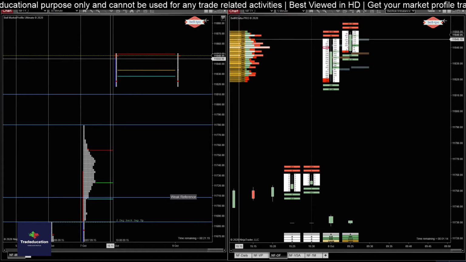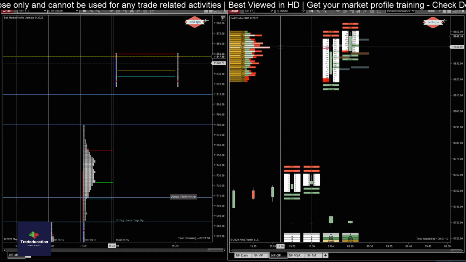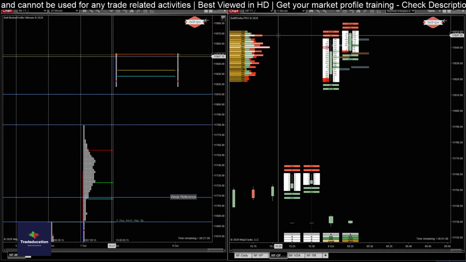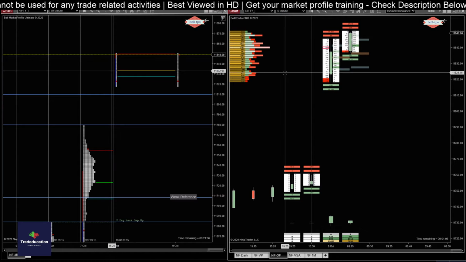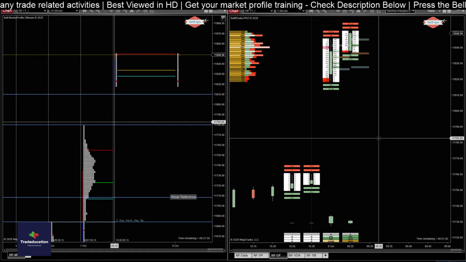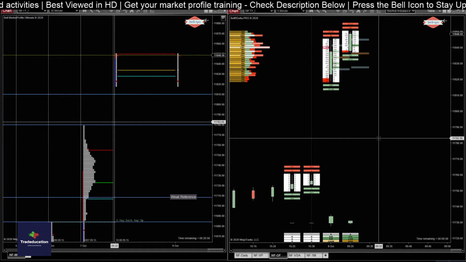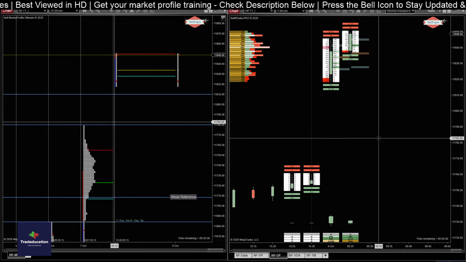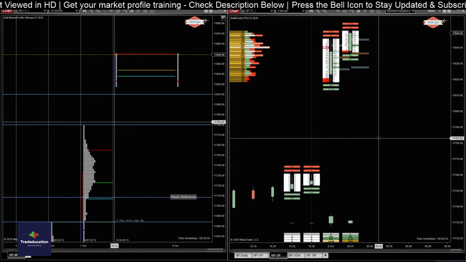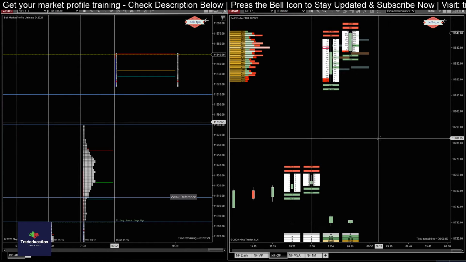Overall, we are having a balanced profile. This is the zone where pretty good selling came in. Now again, sellers are trying to step in. Really good buying pressure. Sellers are getting exhausted.